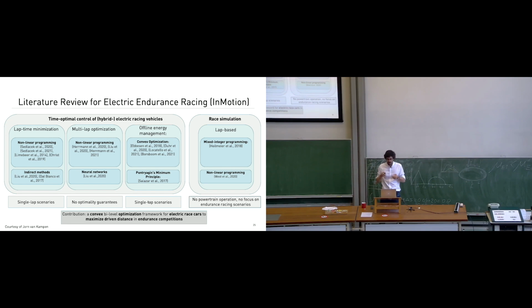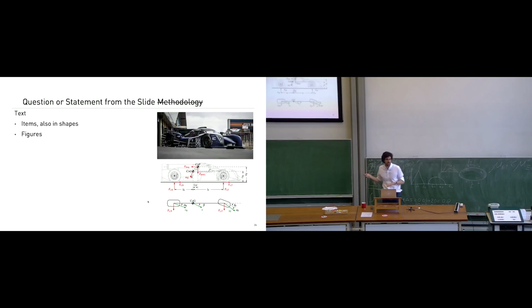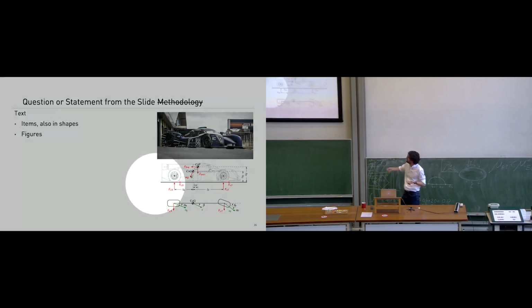Then, as you progress in the presentation, I would avoid having a title like "methodology." Say, okay, a question or a statement. Then you can have some text, some items, figures. In this case, we have the Emotion car, and how do we model it? Using this so-called bicycle model in 3D, actually 2D.